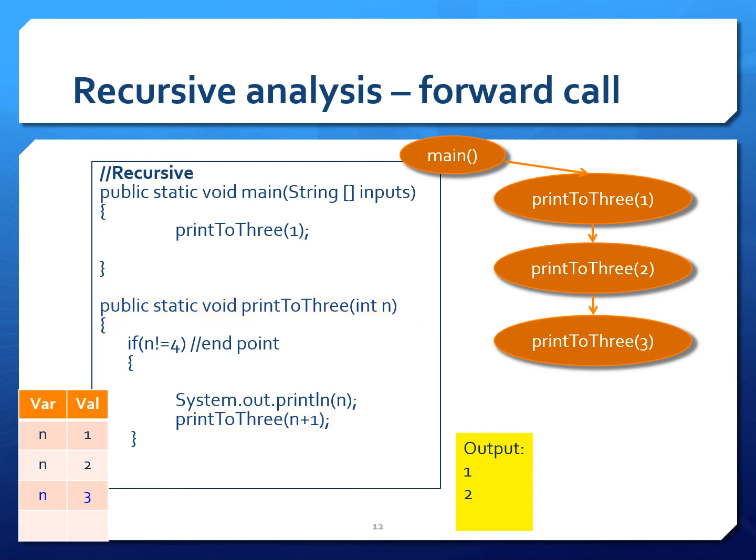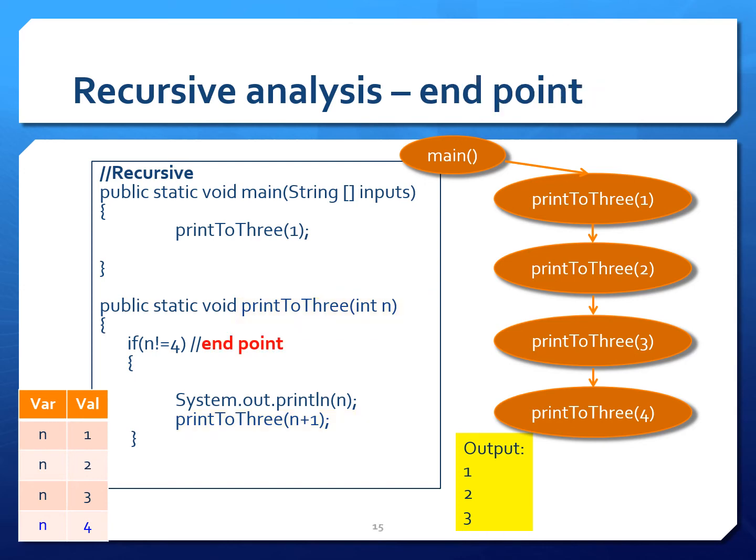Then, it goes into another copy of the same method again. It will check for the endpoint condition again, which is true. Then it prints n, which is 3. Next, it calls itself and passes in n plus 1, which is 4.